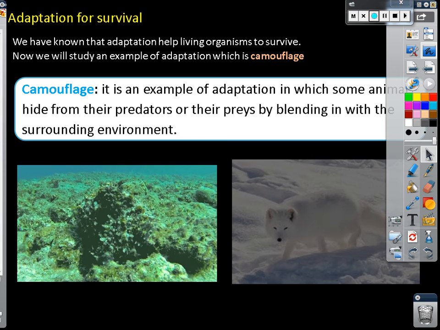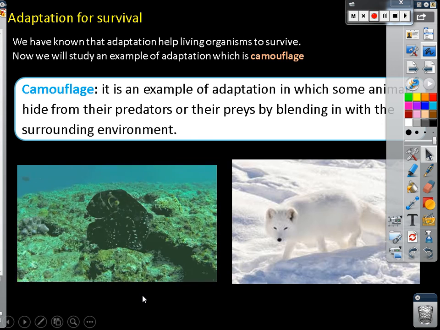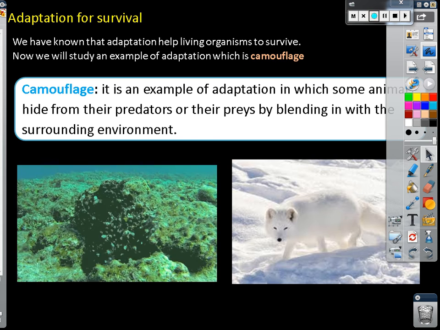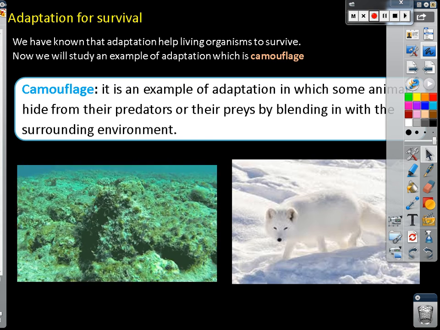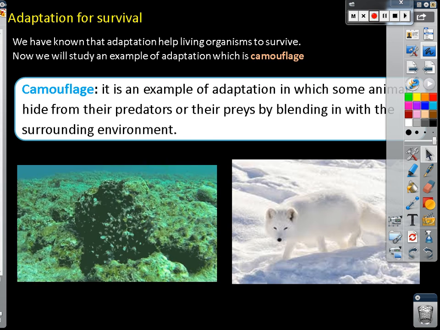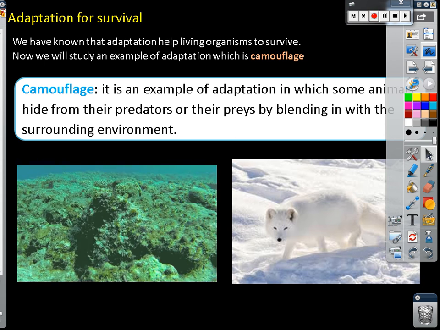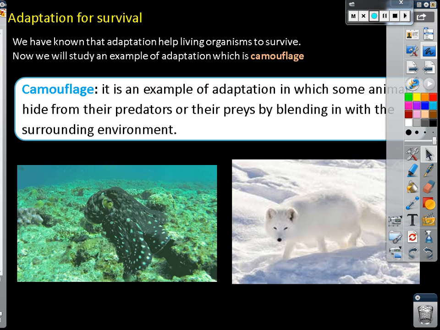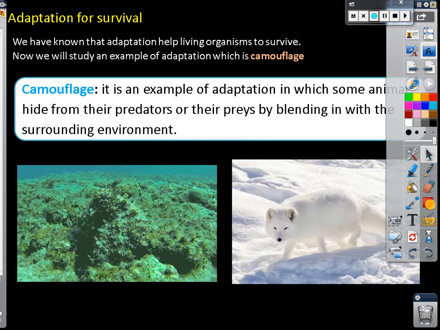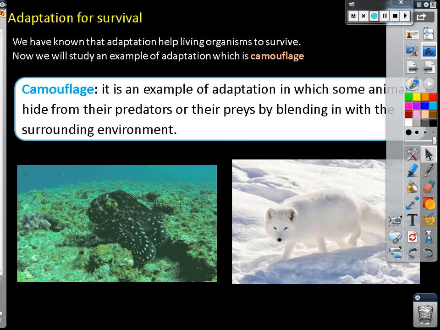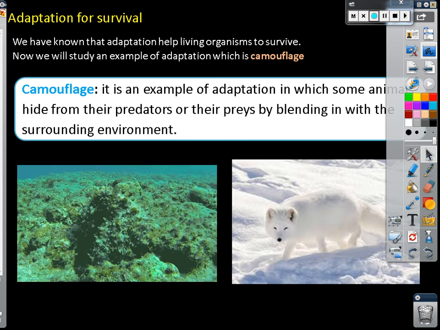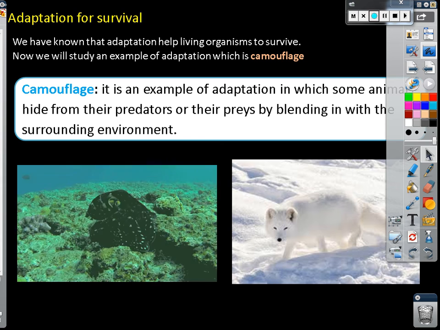What about this picture? That's an Arctic fox. This Arctic fox has a white color, the same color as the snow or the ice around it. So if we are far away from this fox, we cannot see it well because it has the same color as its environment. This character is called camouflage. So camouflage is an example of adaptation in which some animals can hide from their predators or their prey by blending in with the surrounding environment.